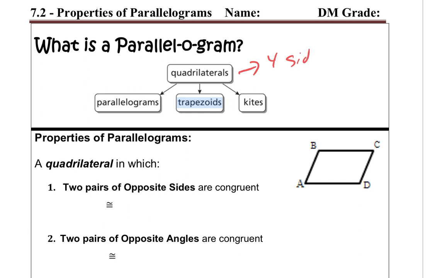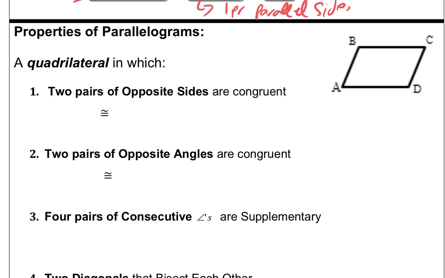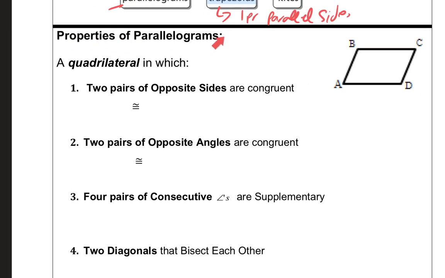four sides, right? We talked about last time about trapezoids, and we know the characteristics of trapezoids. The main thing is it has one pair of parallel sides. Well, a parallelogram has these features, and that's what we're going to talk about today. These are the properties of all parallelograms.